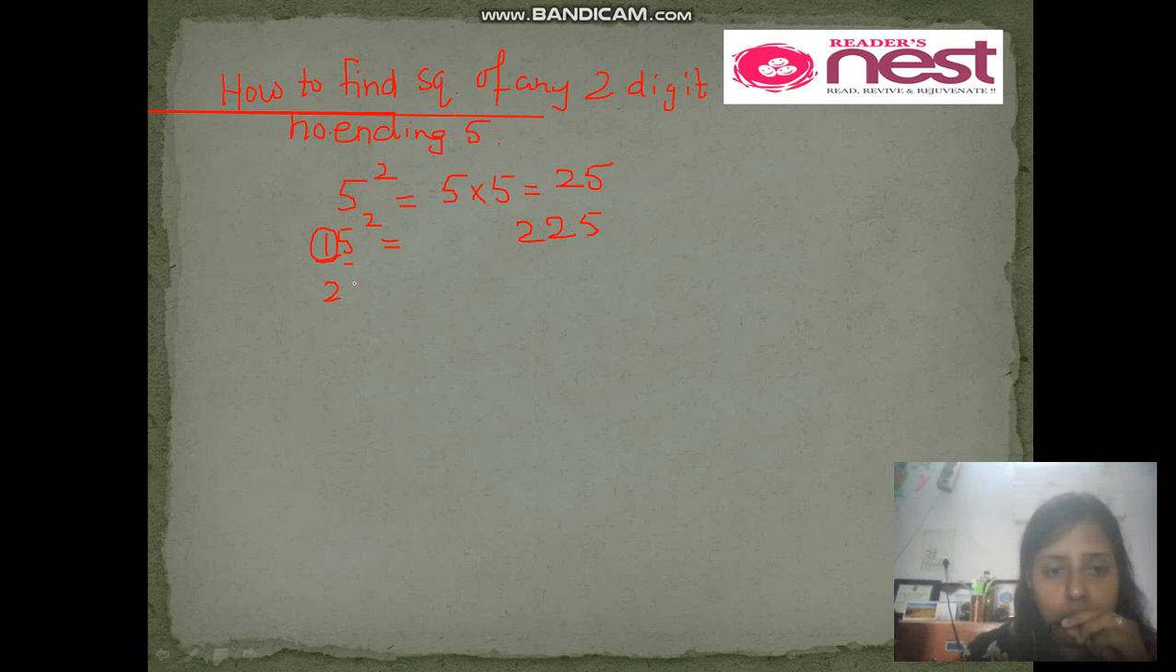Now, let us take one more example. The square of 25 means 25 multiplied by 25. So what is the answer? 5 5s are 25. Now, what about the tens place digit? The successor of 2 is 3. So 2 multiplied by 3 gives us 6.